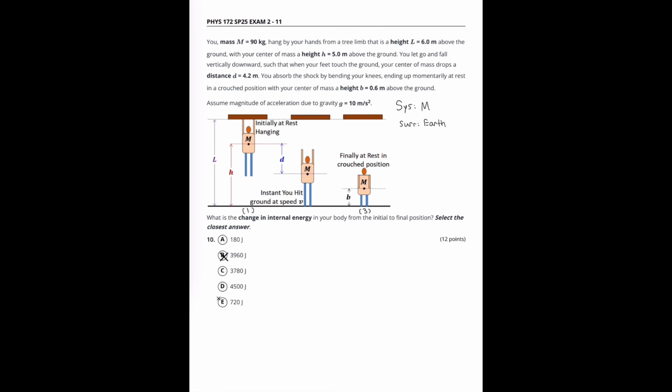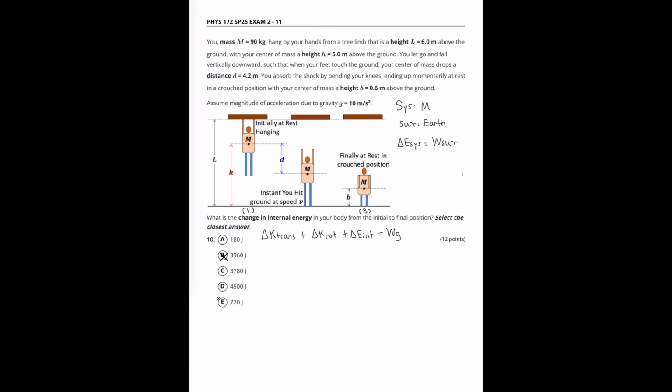Now that we have that, we can say from the energy principle, the change of energy of the system is equal to the work done by the surroundings. And from that, we can say the change of translational kinetic energy plus change of rotational kinetic energy plus our change in internal energy, which we're solving for in this case, is equal to our work done by gravity.